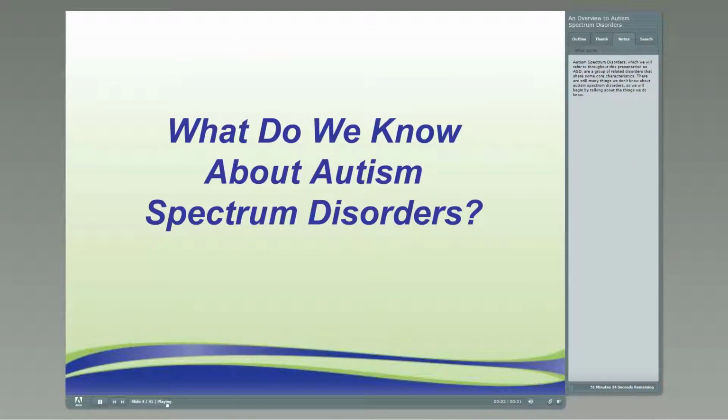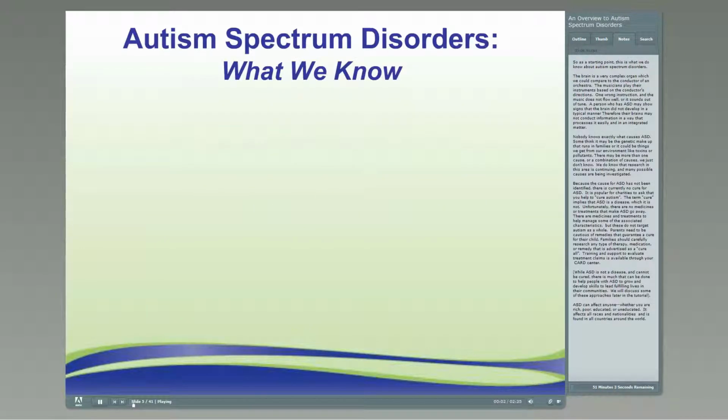Autism spectrum disorders, which we will refer to throughout this presentation as ASD, are a group of related disorders that share some core characteristics. There are still many things we don't know about autism spectrum disorders, so we will begin by talking about the things that we do know. So as a starting point, this is what we do know about autism spectrum disorders.